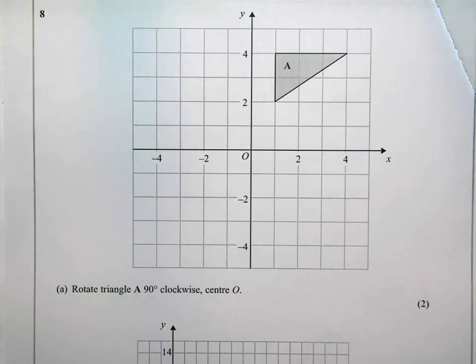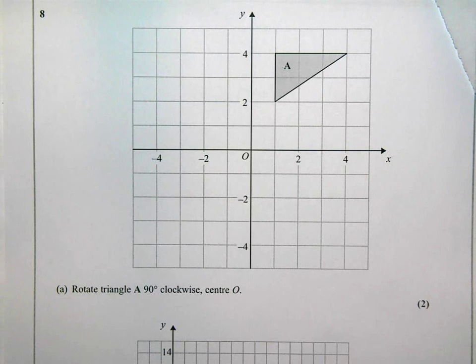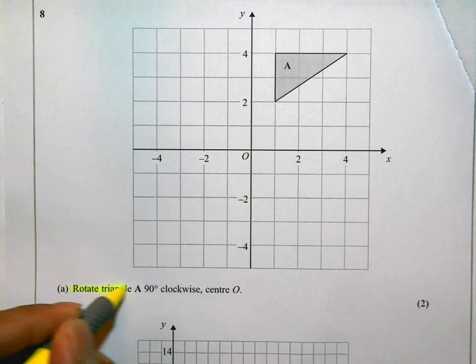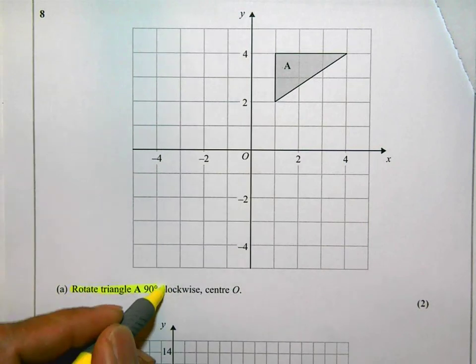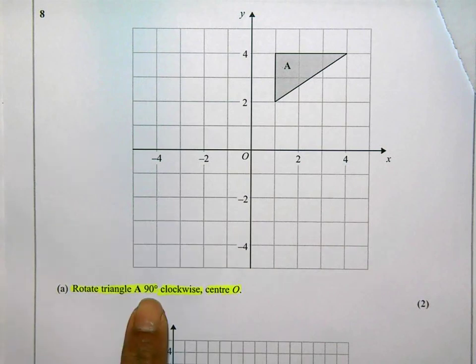Okay, here's question 8 on the higher calculator paper. I'm looking at question 8, part A. It shows a grid with a triangle in it, and it simply says rotate triangle A 90 degrees clockwise, center O. So they've given you the 3 bits of information that you need for a rotation: the angle, 90 degrees, the direction, clockwise, and the center of rotation.